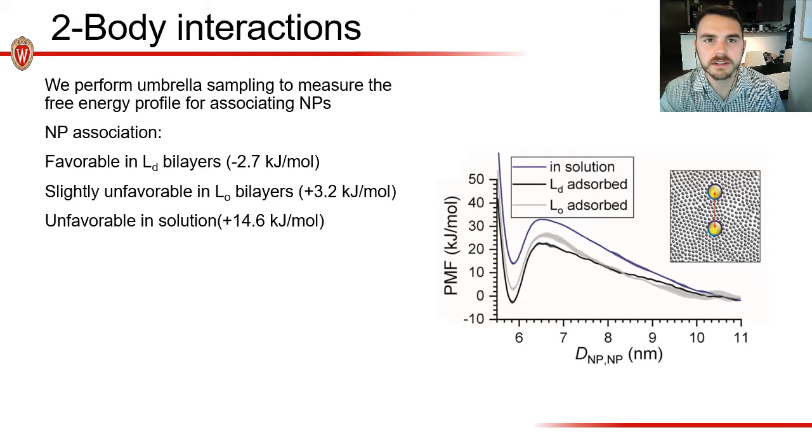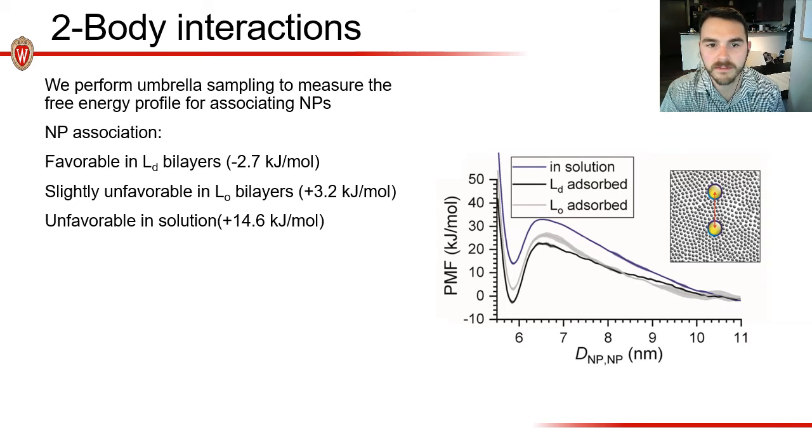So in order to understand these interactions a little bit more clearly, we decided to measure the free energy profile and directly probe the two-body interactions. So we perform umbrella sampling to measure the free energy profile for associating nanoparticles. So we have here the potential of mean force in kilojoules per mole, which is the free energy projected onto one reaction coordinate, versus our nanoparticle distance as measured as we see here in this schematic.